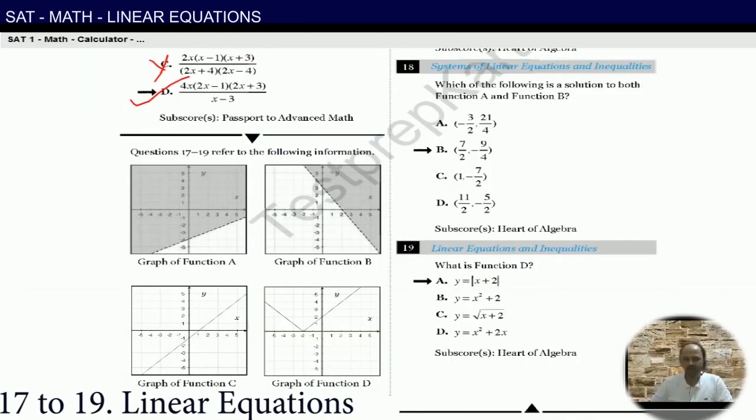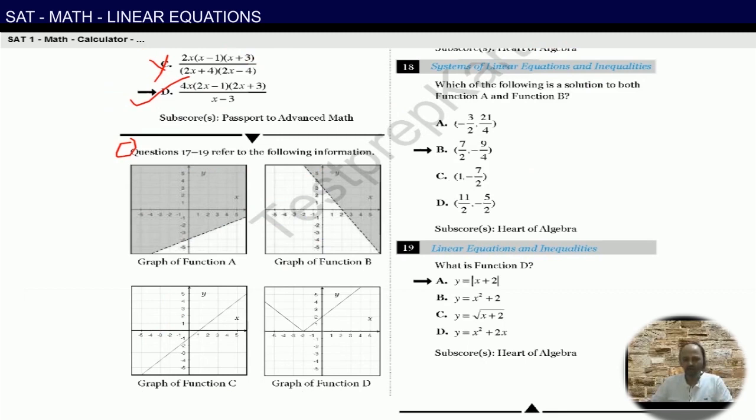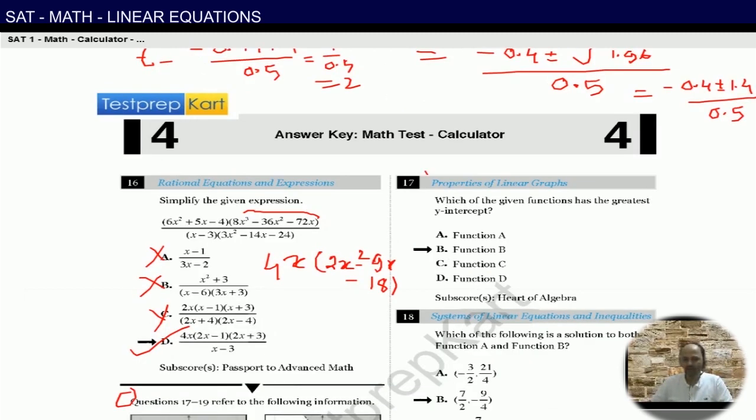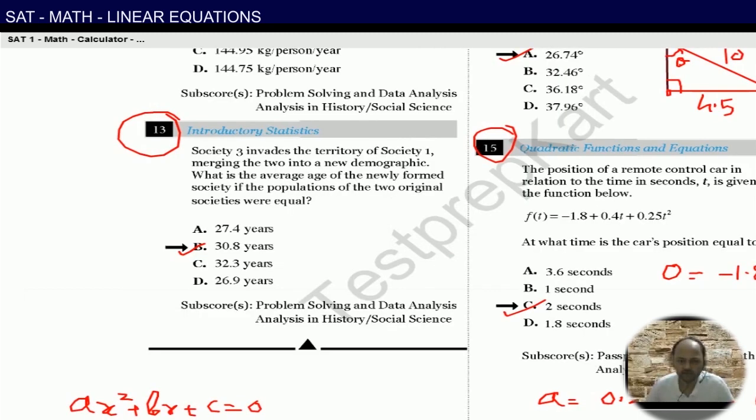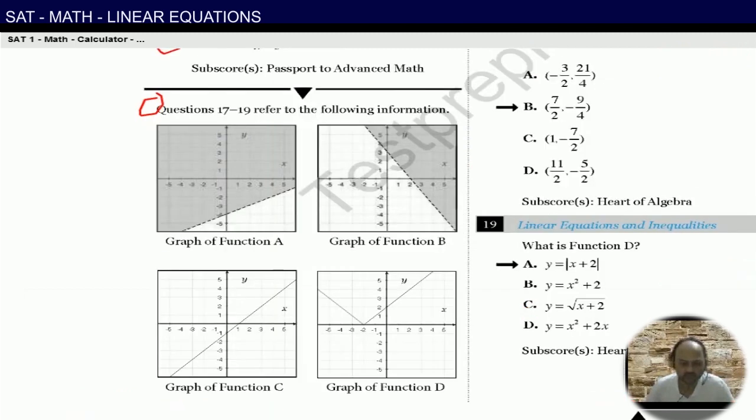17 to 19. In 17 to 19, it says refer to the following information. Let's see what 17 asks for. Which of the given functions has the greatest y-intercept? So let's see the value of the y-intercept. From this graph the y-intercept would be clear. Yes, y-intercept means where the graph meets the y-axis.